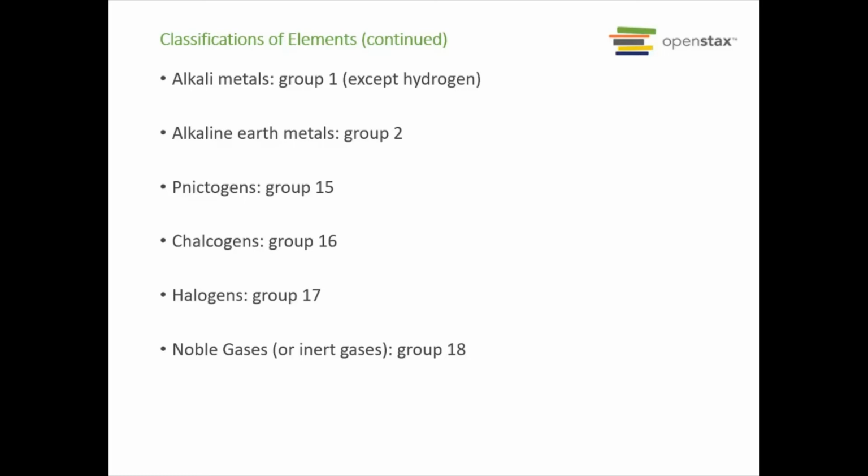I think it's pnictogens. I'm going to look it up. I don't know if that P is supposed to be silent or not. And group 16, which is the chalcogens. Group 17 is the halogens. And group 18 is the noble gases, or inert gases. So the noble gases just don't react with anything.